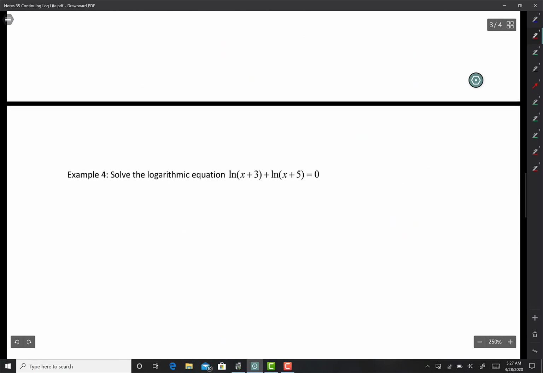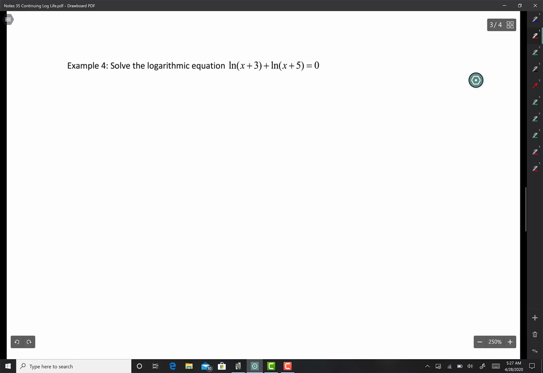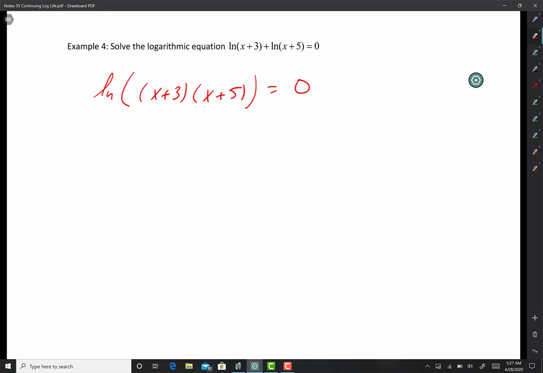All right, let's continue. So this one's an ln. Natural log and log are like brother and sister, guys. So they're pretty much the same thing. So again, I'm going to go ahead and go ln, one giant statement. I'm going to write (x plus 3)(x plus 5) equals 0. And now I want to solve for this. And the way to solve for it is, remember that there's a property that says log base e of x equals ln of x.